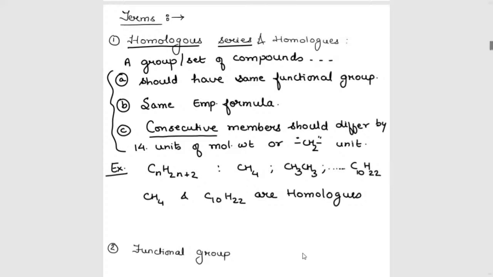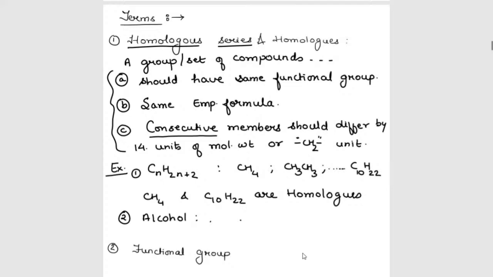Okay. This was the alkane series. I can similarly have an alcohol series, and so on. Now, if you go by the same empirical formula, you can have alcohol and ether with the same formula, but they will not be called homologues because the primary condition for a pair of molecules to be homologues is the same functional group.